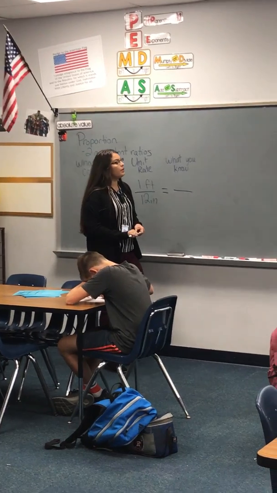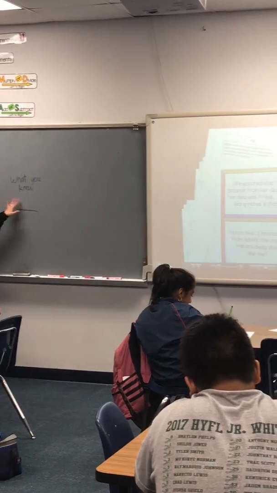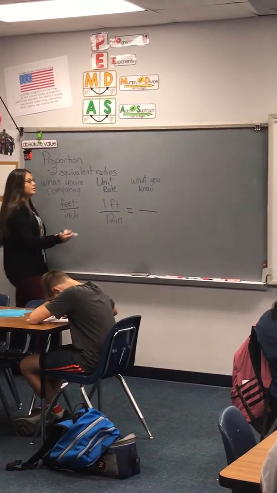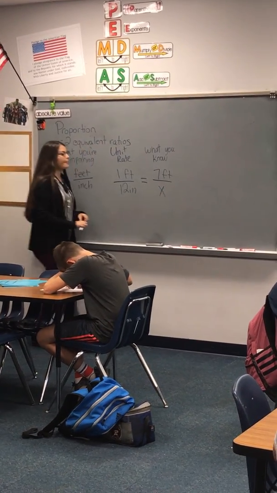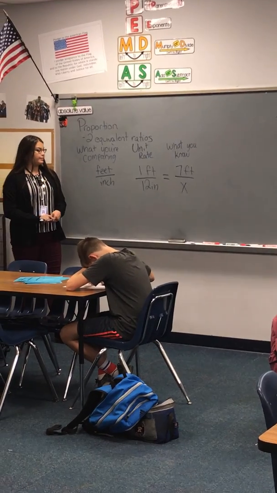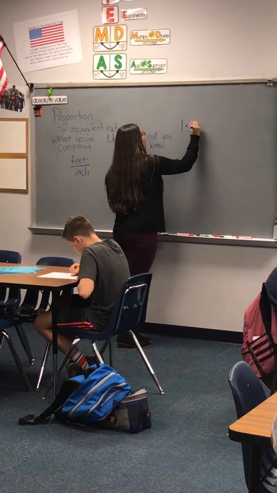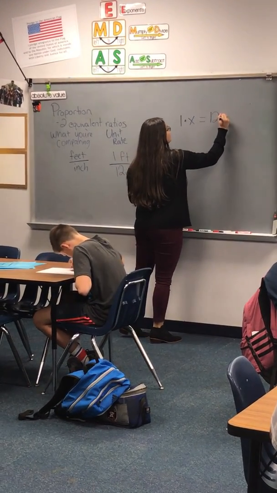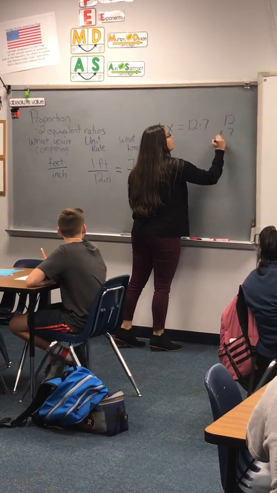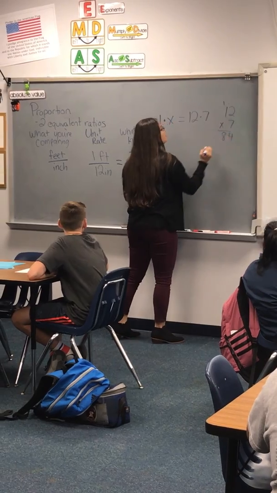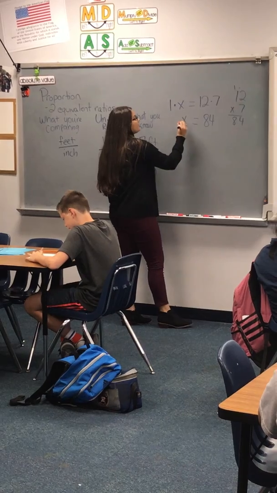So then, let's look at the problem. What do we have in the problem? 7 feet. So where in our ratio is that going to be? Top. That's going to go on the top. And I'm going to put an X here because that's what we're going to be solving for. That's correct. Now we're going to cross multiply. 1 times X equals 12 times 7. Equals 84. Yep. 12 times 7 is 84. 1 times X is X.